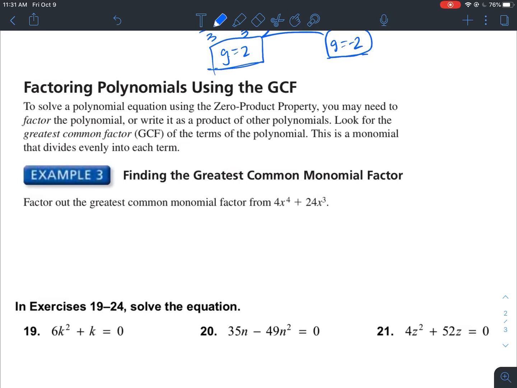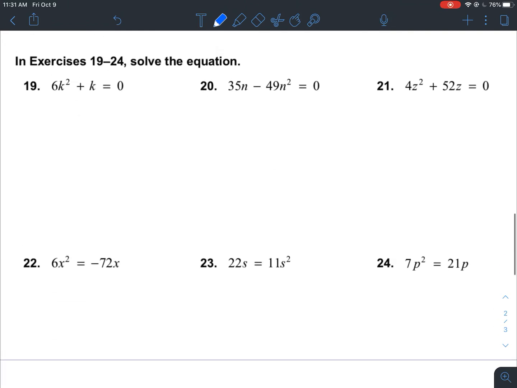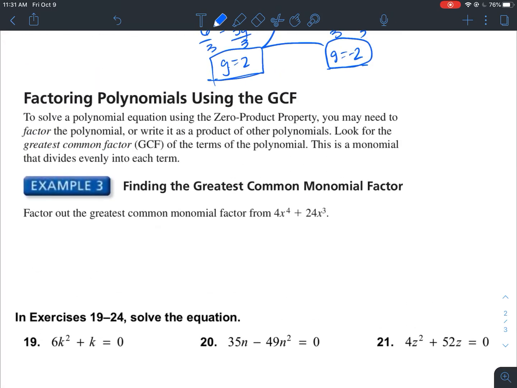So sometimes you'll have to factor, right? If you look down at these equations right here, these are not in factored form. So your goal for the homework would be to get these in factored form. There's a method that we use called factoring polynomials using the greatest common factor. To solve a polynomial using the zero product property, you may need to factor the polynomial, or write it as a product of other polynomials.